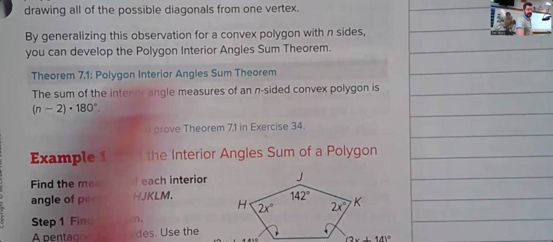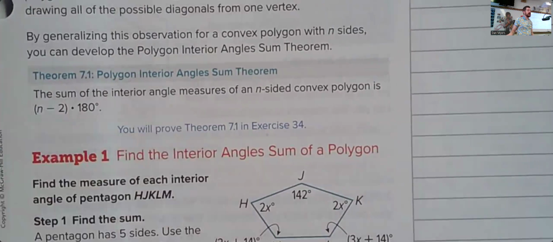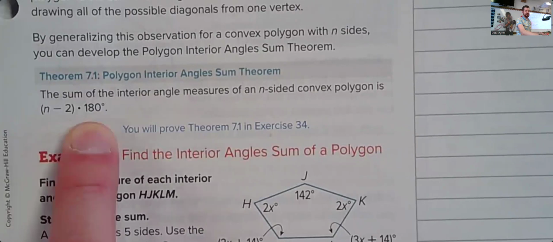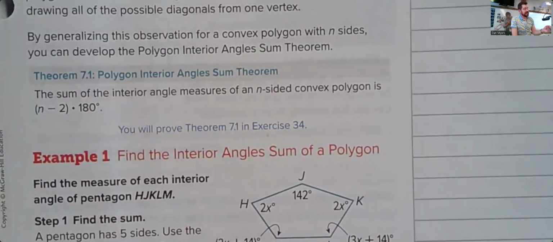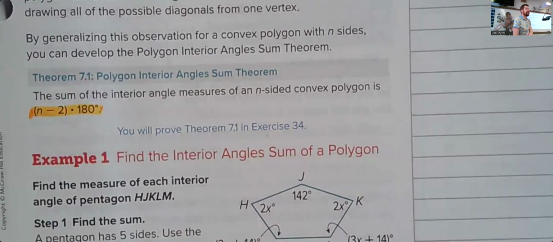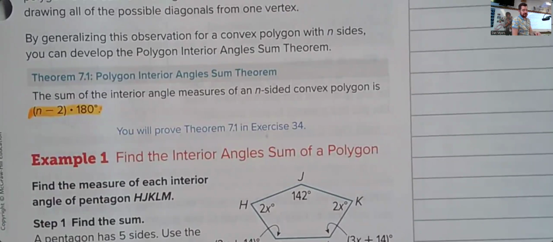The formula is right here. N minus 2 times 180. The number of sides minus 2 tells us the number of triangles. And if there are 3 triangles, you multiply that by 180, and you end up with 540 degrees. So this formula is going to be very important. We will use that many times.